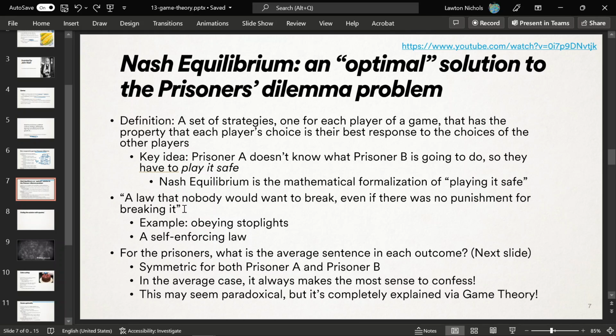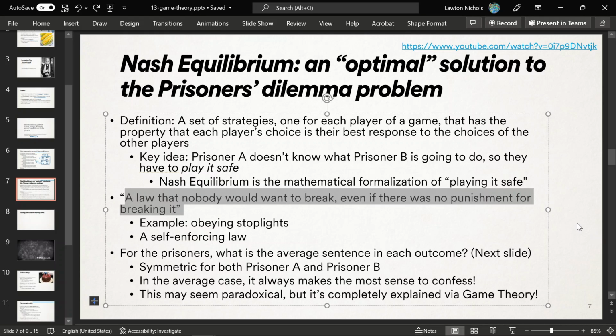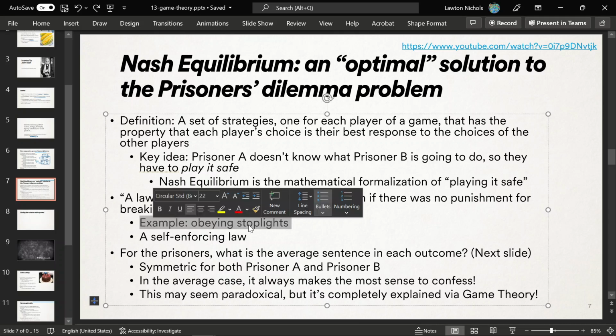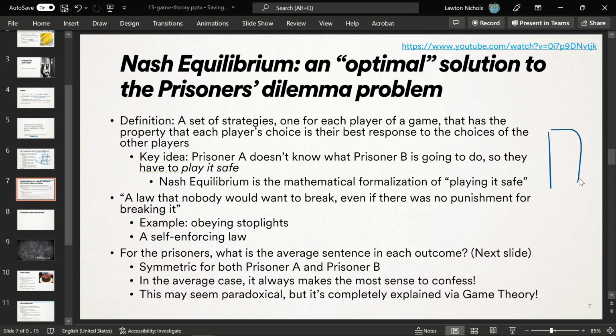Yeah, so another way to formalize a Nash equilibrium is to talk about it as something that people would want to do even if nobody was watching, okay? It's a law that nobody would want to break even if there was no punishment for breaking it. It's like everybody's better off playing with this strategy. And a great example of a Nash equilibrium is stoplights. When you come to a stoplight and it's red, you stop, right? Why do you stop? There isn't a cop usually. Why do you do it? Because you would like to live, right? That's mostly the answer. So, yeah, that's essentially a Nash equilibrium.